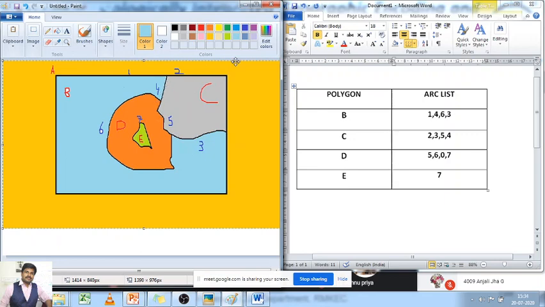Okay, so 2, 3, 5, 4 is the right answer. Okay, again correct, students. And some have got 2, 4, 5 alone. Okay, so 2, 4, 5, 5 is starting over here and ending over here. So from this line segment it is 3 only.